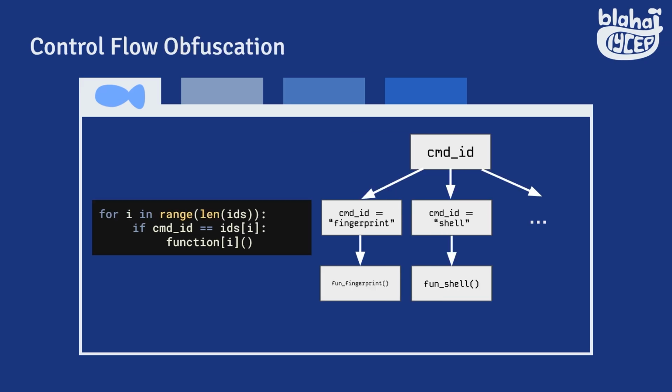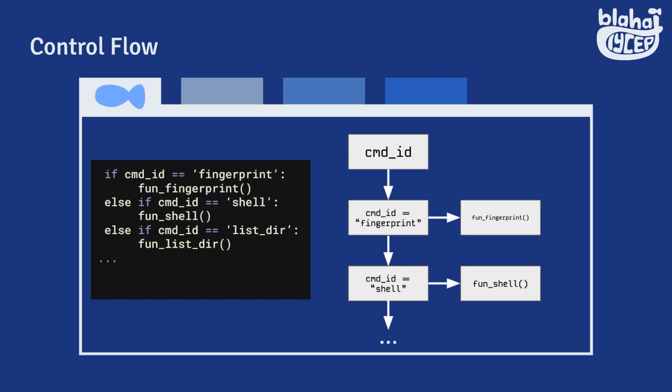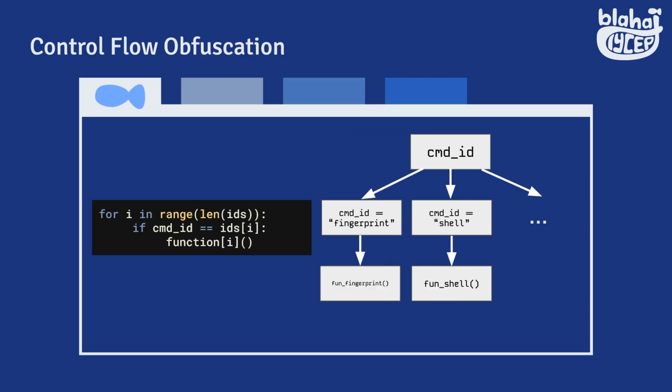What we made just now is a for loop, and then we shoved all the if statements into a for loop. So you see, our very nice branch-like control flow got flattened out and turned into branch like that.